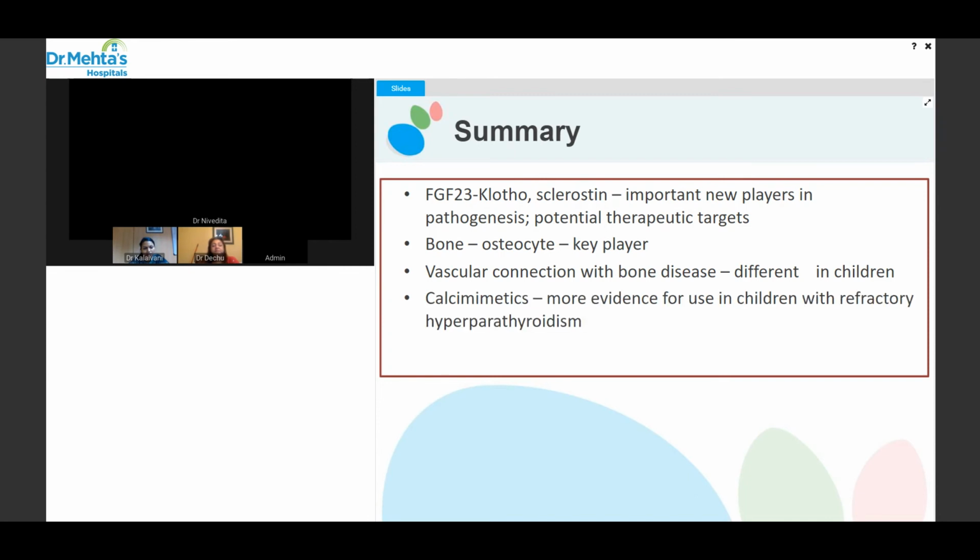Calcium mimetics are finding more evidence for use in children with refractory hypoparathyroidism. But unfortunately, despite all this research that is ongoing, the target levels of phosphate and parathyroid hormone, which we need to aim for in clinical practice, are still elusive, and there are very few studies looking at hard outcomes with regard to phosphate levels and PTH levels in children.